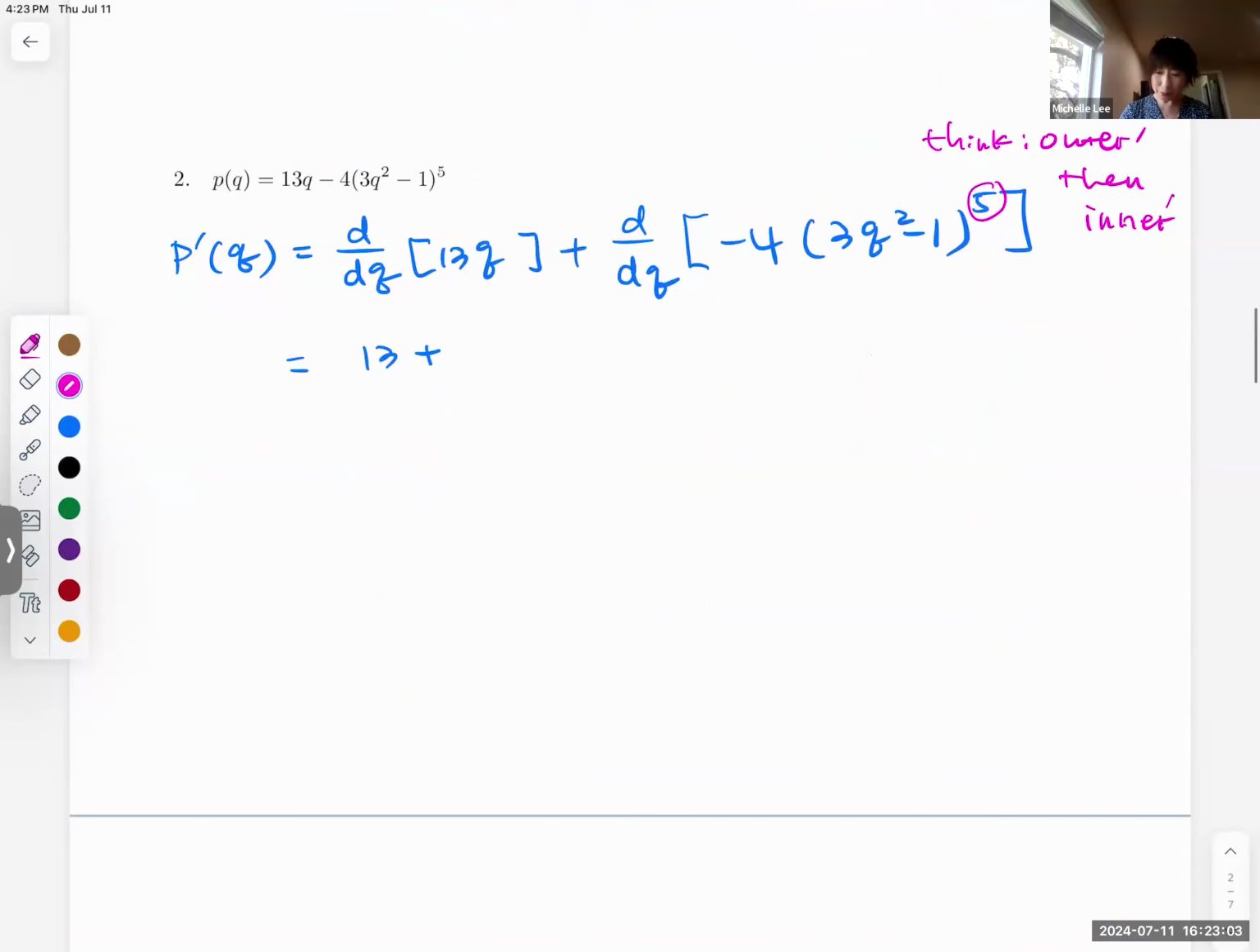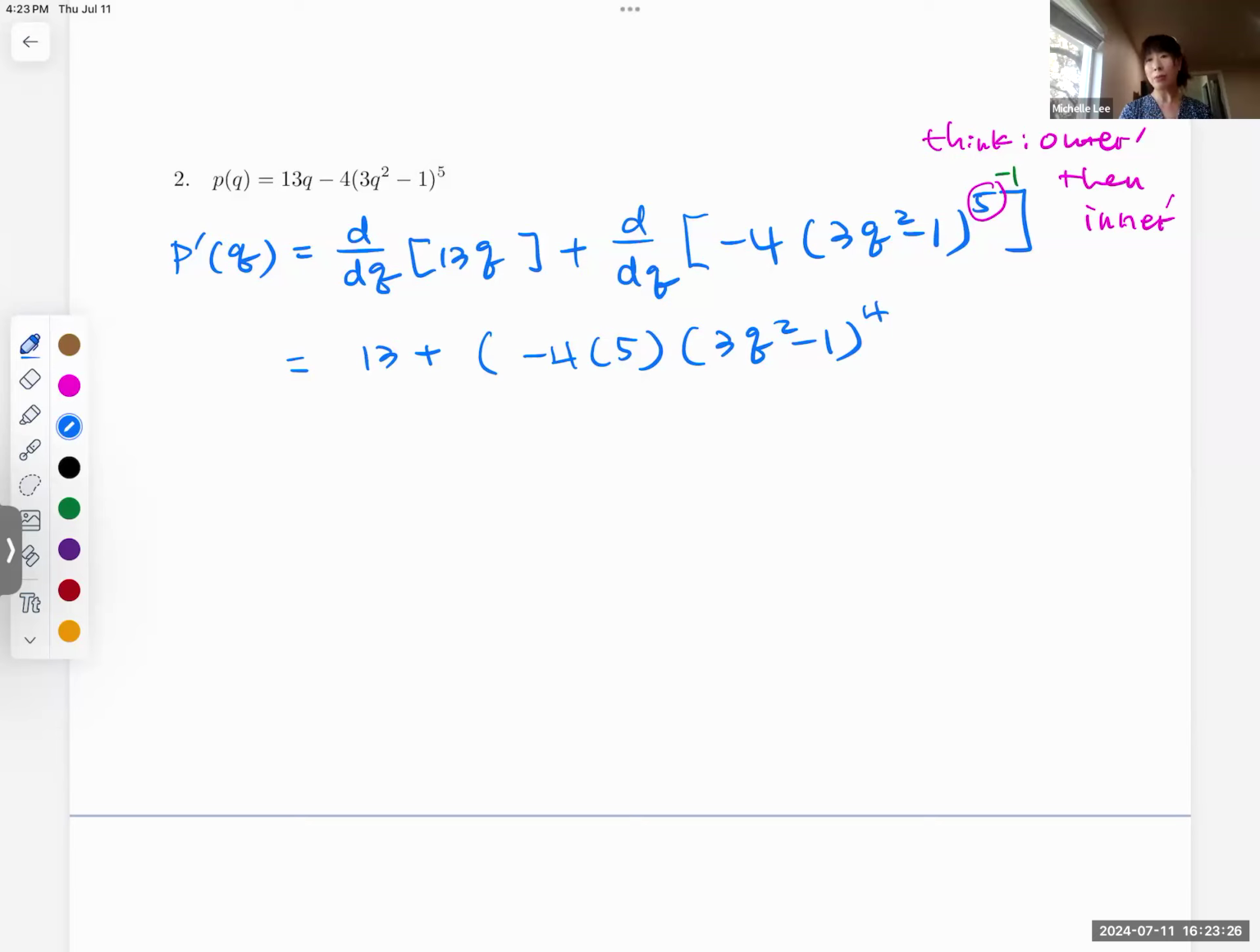Okay, now outer is 5, but then we keep the coefficient, so negative 4 times 5, 3q squared minus 1, and reduced by 1. So it's a fourth power.